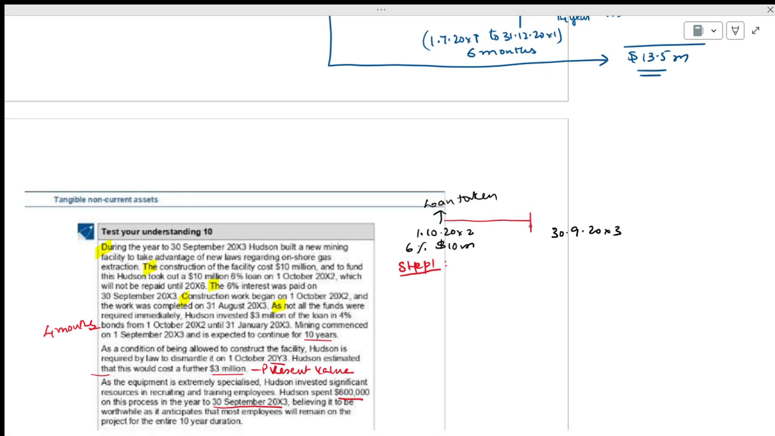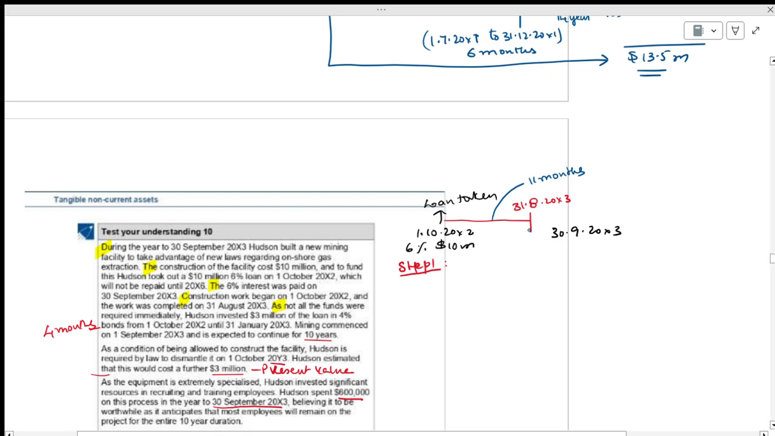What is the rule I said? They have taken the loan on 1st October and completed on 31st August. How many months are there here? 11 months. Okay, 11 months only for interest.